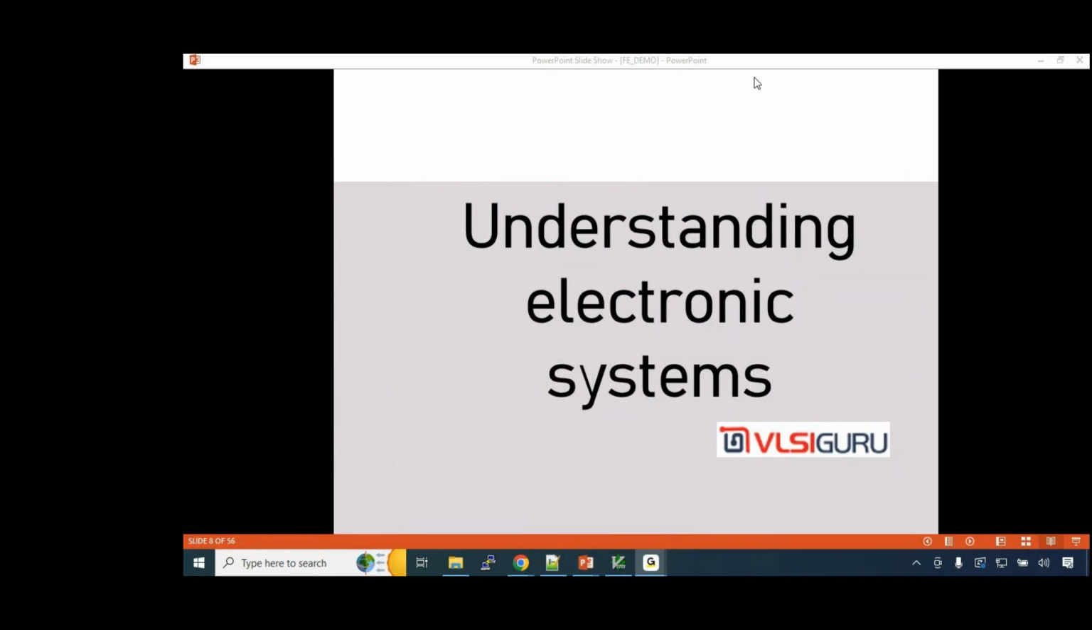First, let us start off with understanding electronic systems. Why we are discussing this topic is to understand what constitutes an electronic system. When I say VLSI, when I say embedded systems, what exactly is the difference between them? As a fresher, you don't know the fine difference between what a VLSI engineer does and what an embedded system engineer does. So let's first understand the difference.